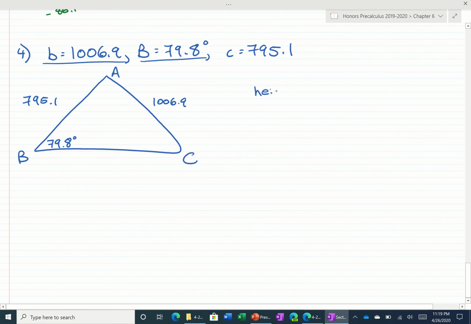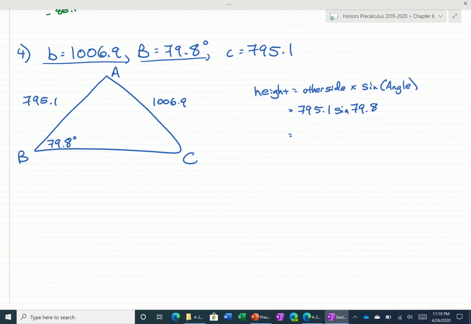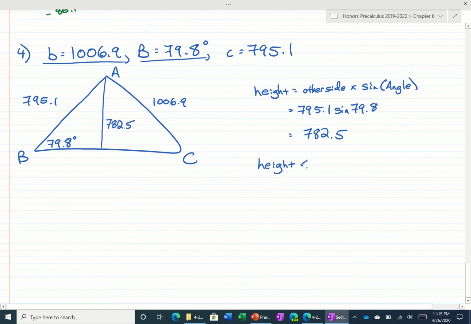First thing we do is we find the height. The height is always equal to the other side times the sine of the angle. So that would be, the other side is 795.1 times the sine of 79.8. And that's 782.5. So at this point, once we get the height, it is smaller than the side opposite the angle.